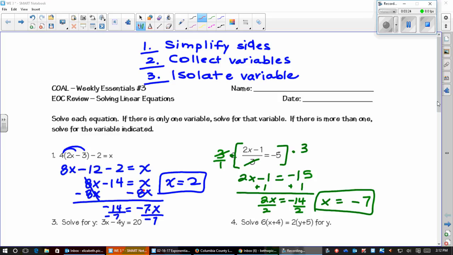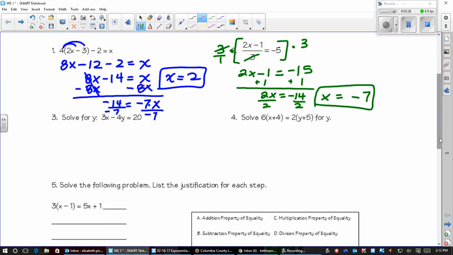Okay, number 3, this time we have more than one variable and we're told to solve for y. So even though there is the other variable x in there, I'm going to pretend like that 3x is really just a number because we know x is holding the place of a number, and whatever that number is being multiplied by 3, that just gives us a new number. So I'm going to treat y as if it is the only variable in this problem, and I'm going to work towards isolating it as if everything else in the problem was a number.